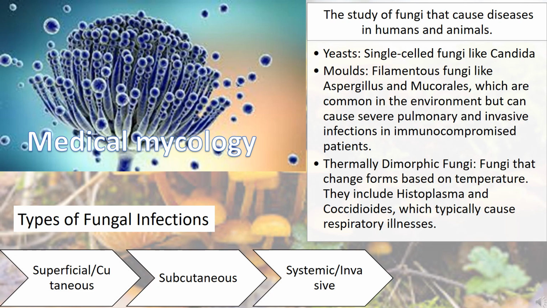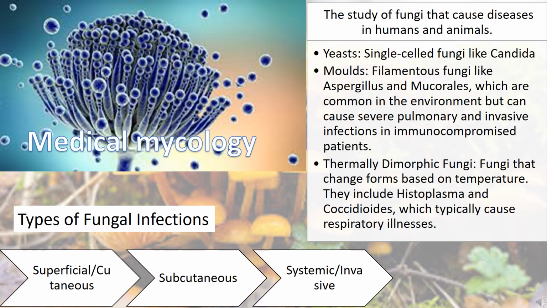The most clinically significant categories include yeasts, single-celled fungi like Candida, which causes thrush, and Cryptococcus, which can cause severe meningitis. Molds, filamentous fungi like Aspergillus and Mucorales, which are common in the environment, but can cause severe pulmonary and invasive infections in immunocompromised patients. Thermally dimorphic fungi, fungi that change forms based on temperature. They include Histoplasma and Coccidioides, which typically cause respiratory illnesses.